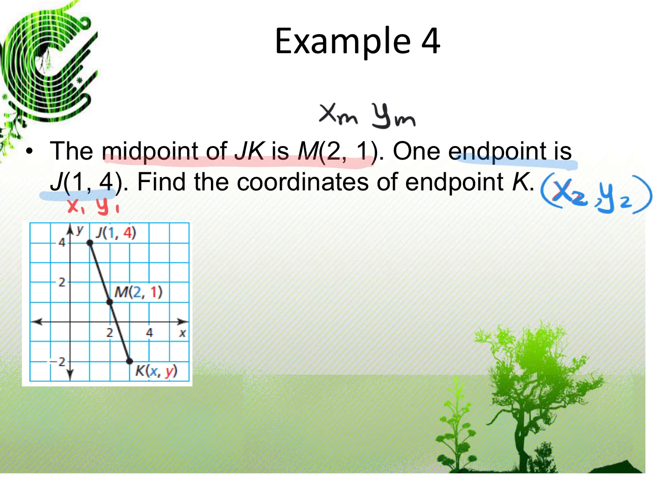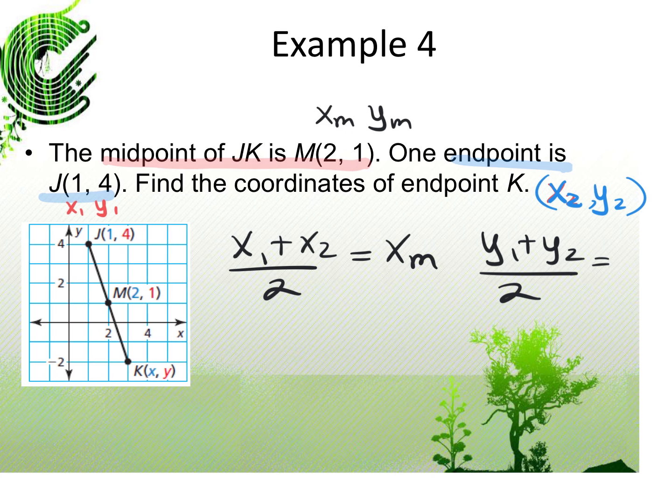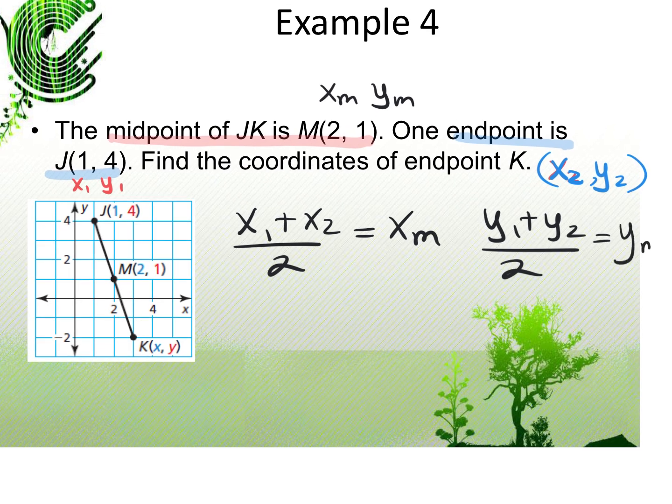So let me go ahead and write down the formula, and you're going to see how you're going to replace it. So we're sort of working backwards of the formula. So remember, to get the x of the midpoint, we take x1 plus x2, divide by 2, and that gives us the x of the midpoint. For the y, you add the 2 y's, divide by 2, and it'll give you the y of the midpoint.